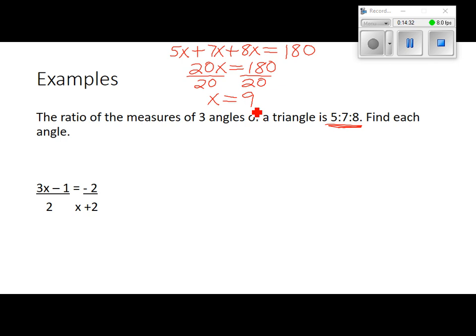We take each of these numbers and multiply it by 9. What's 5 times 9? So one angle is 45 degrees. What's 7 times 9? 63 degrees. What's 8 times 9? 72 degrees. Somebody do me a favor real quick. All 3 of those should add up to how much? Check it out and make sure. Did it work out? Yes.